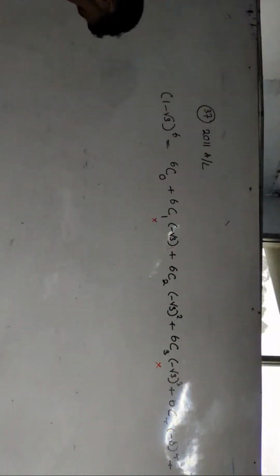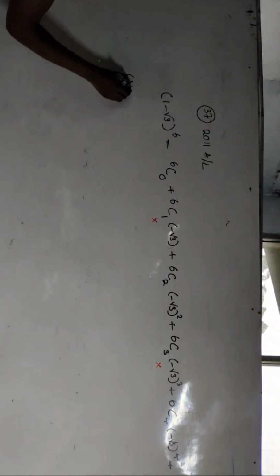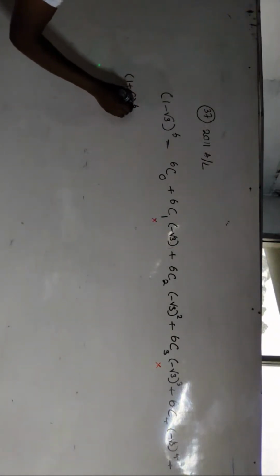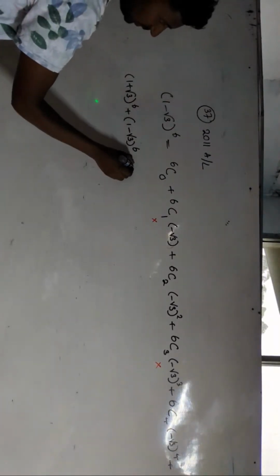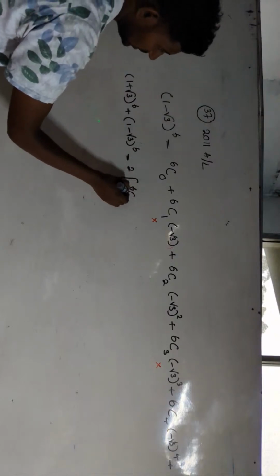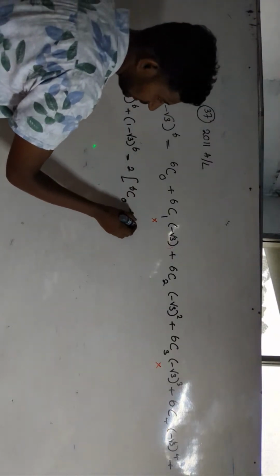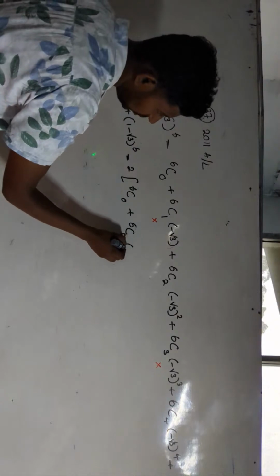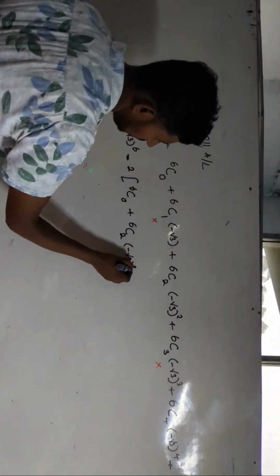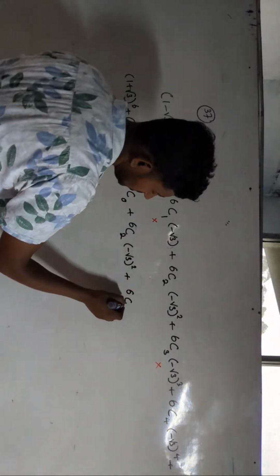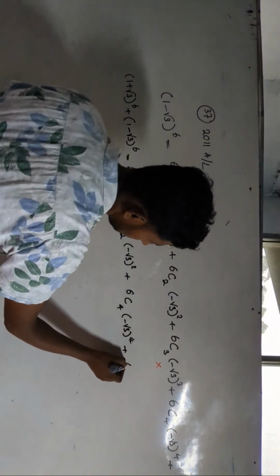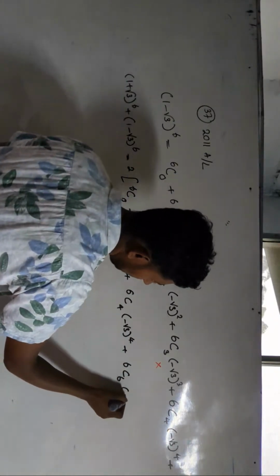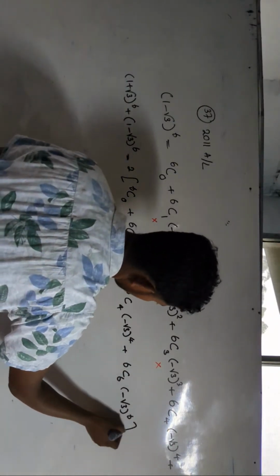So we can just add these two now. So 1 plus root 3 to the power of 6, 1 minus root 3 to the power of 6. So 2 into 6c0, 6c2 root 3 squared, 6c4 root 3 to the power of 4, 6c6 root 3 to the power of 6.